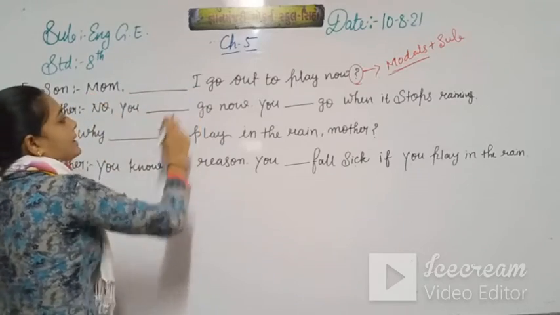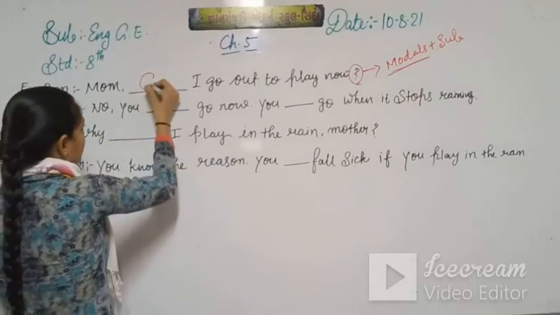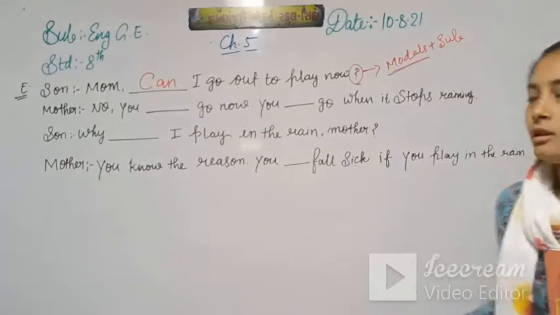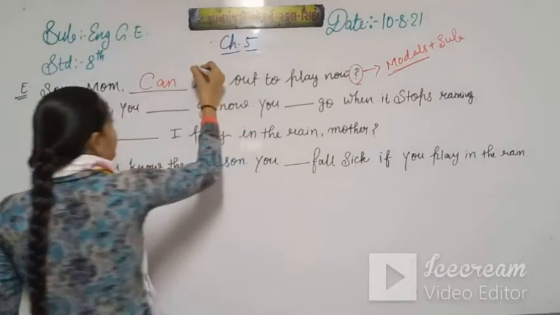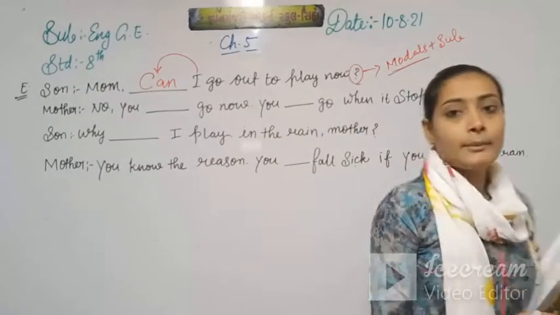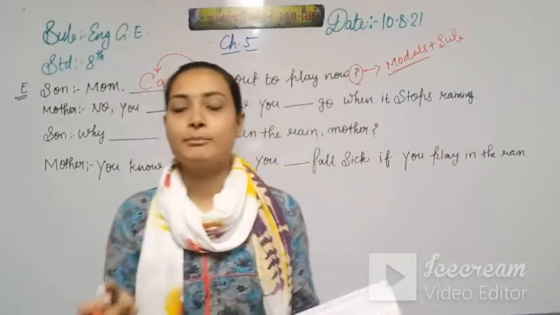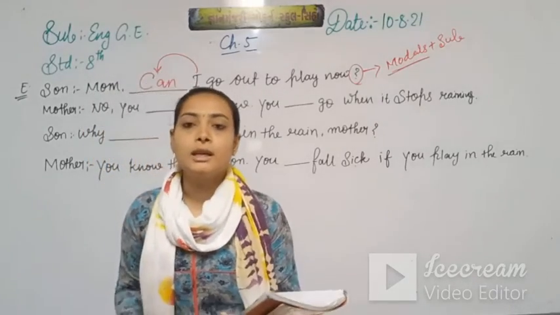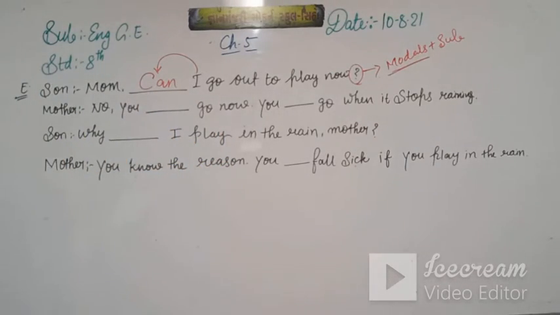So mom, I go out to play now, he is asking for permission. So you would say, can I go out to play now? Why did I put can here? Why didn't I put could here? Because here I is a singular person. So with the singular person, we put can, right? With the plural, that is you, we put could. Understand? Now, what did the mother reply?